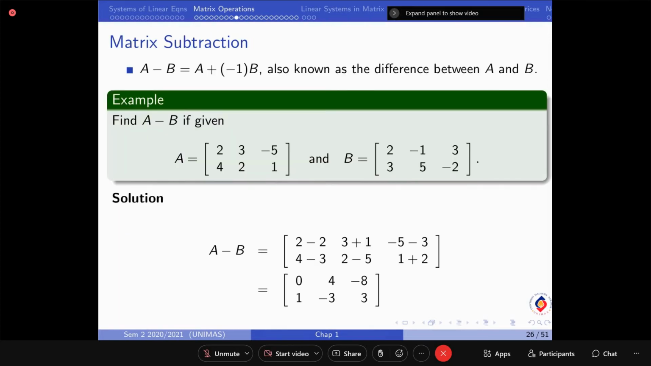Matrix subtraction. This is the same as matrix addition. It's just that now we have a minus here. So the way you do it is the same.